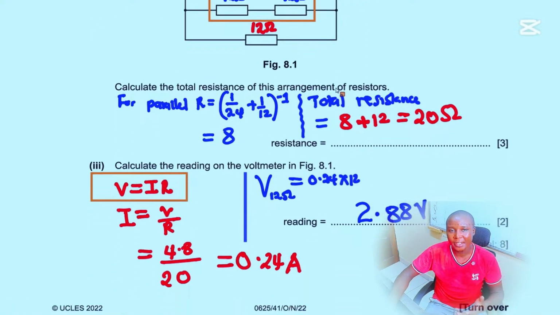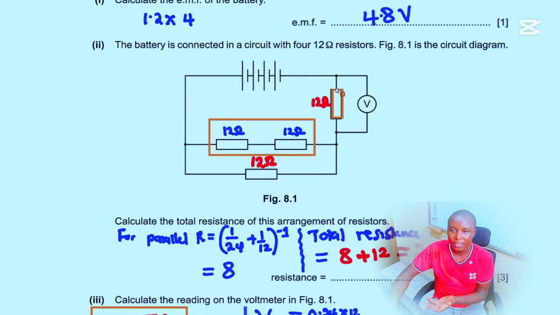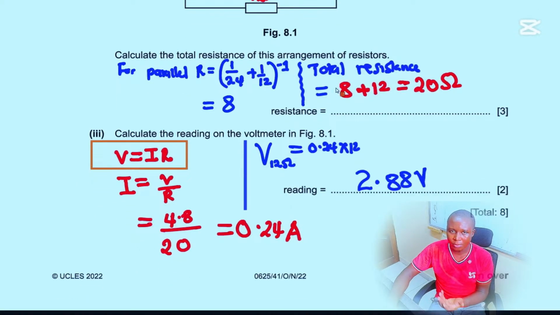And the total current in the circuit, we're going to use the formula V over R, because we have the total resistance and the total EMF of all the cells. Then total current in the circuit is going to be 4.8 divided by 20. And if we work it out, we're going to get 0.24 amperes.